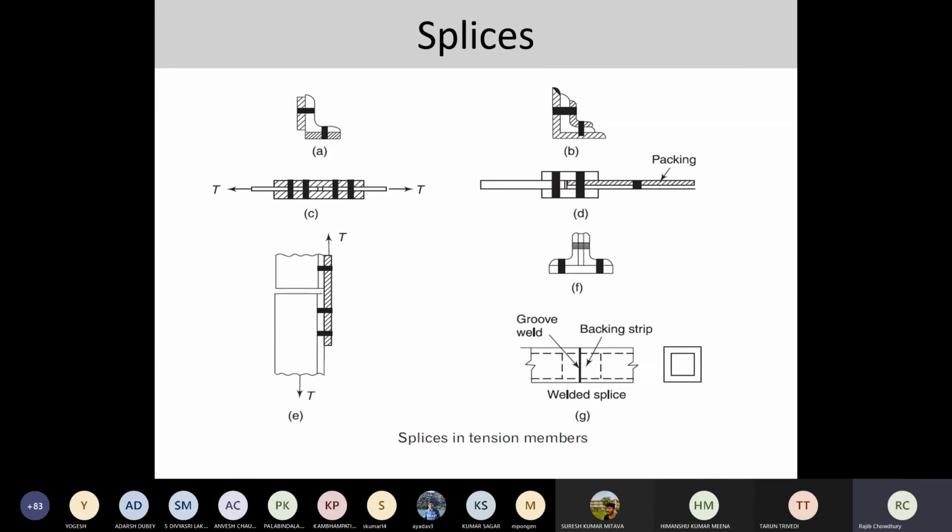Splices. Next are splices. Splices are also known to you. It is nothing but that, let's say, for example, I choose a certain ISA section, let's say ISA 120 by 75 by 10 mm section I am utilizing. Now, after selecting that, I find that the architect has given me a particular weird requirement that, sorry, you have to take into consideration a certain extra amount of load in the design.